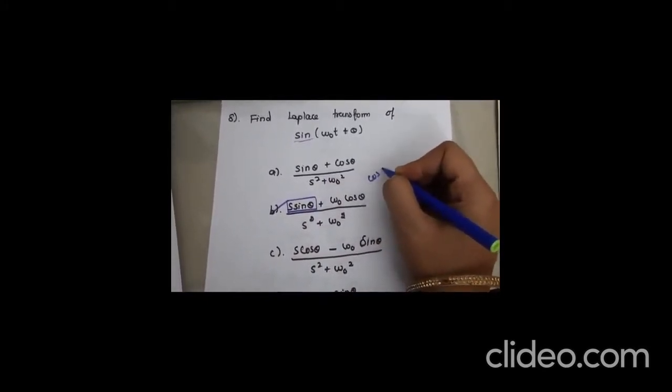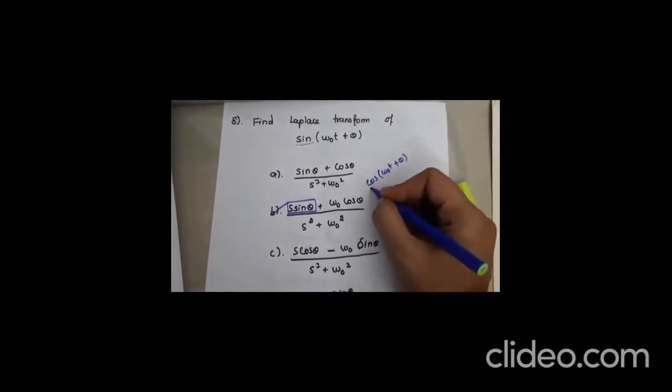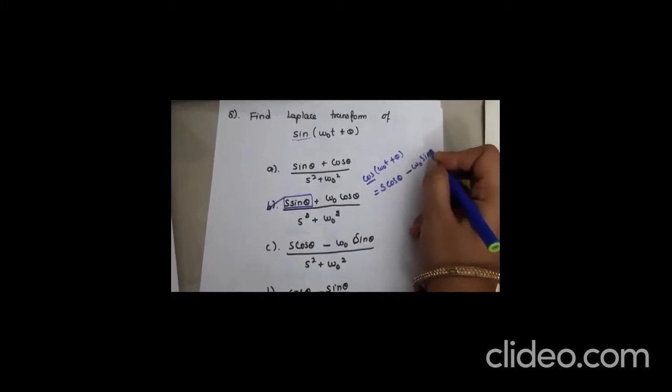Similarly, the Laplace transform for cos of omega naught t plus theta: here cos comes, which means it comes with cos first. So s cos theta minus omega naught sin theta divided by the same thing, s square plus omega naught square, and this is for cos of omega naught t plus theta.